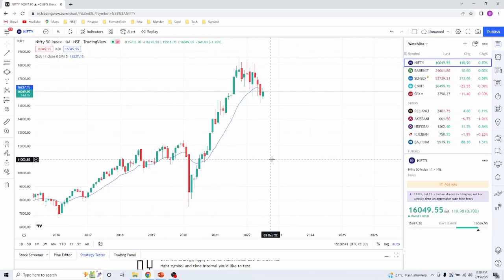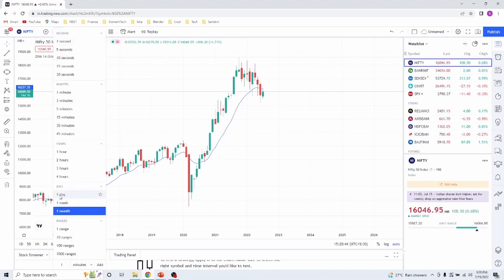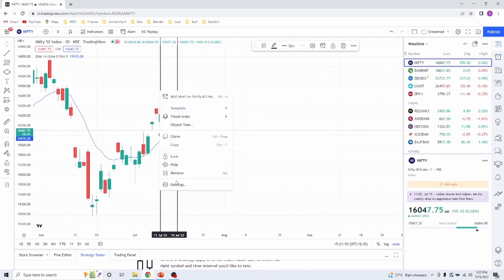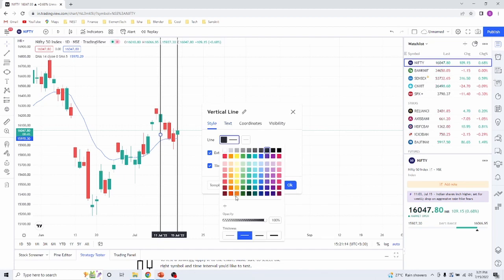Okay, so one thing to notice is, if I go to daily chart, and let me put a vertical line on today's date, that is 15th July 2022. I'll put a vertical line. Let me go 5 days back, and I will just go to the settings, and I'll make this color orange or something just to distinguish it.